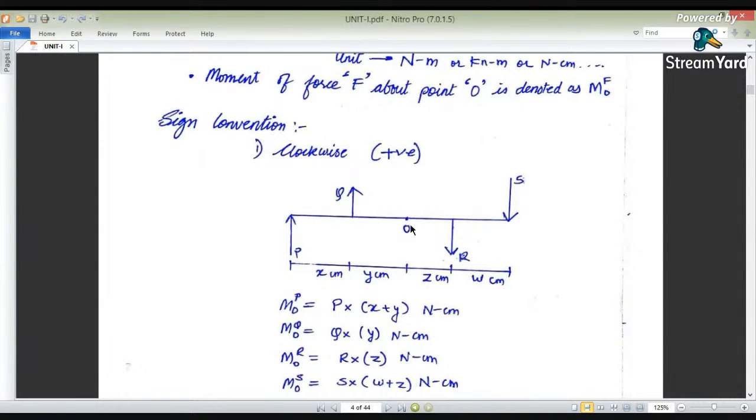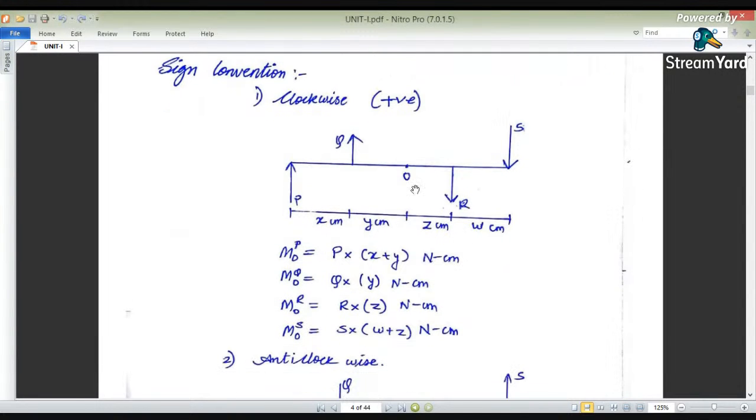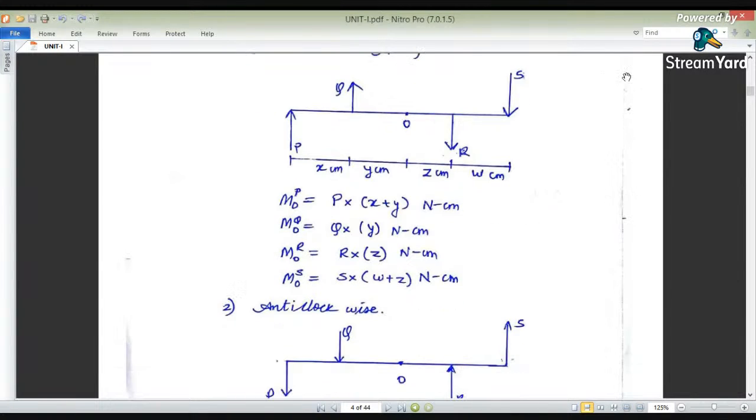Again, this force Q about O is also clockwise, and it is separated by a distance of y centimeters. So here we have taken Q into y. Whereas R about O again has a clockwise moment, and it is separated by a distance of z centimeters. So R into z, and its unit is Newton centimeters. Whereas for the force S about point O, again it has a clockwise moment, and it is separated by a distance of z plus w. So here we have taken (z plus w) into the force S, in Newton centimeters.